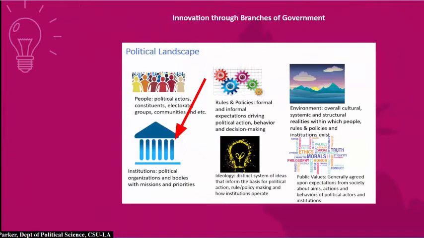So as you remember, this is the political landscape framework. And basically, just to make sure that you are centered and grounded for this new topic, what we're going to be focusing on are institutions, the institutional portion of this framework. And remember that institutions are the political organizations and bodies with missions and priorities.